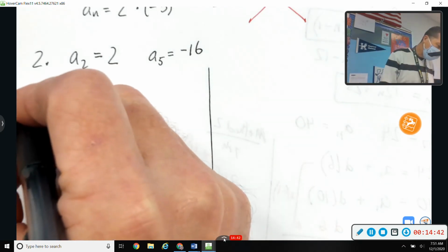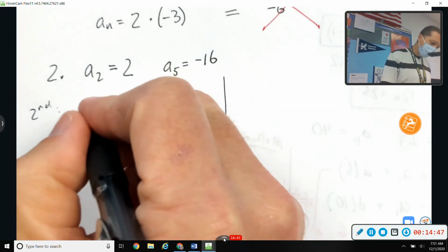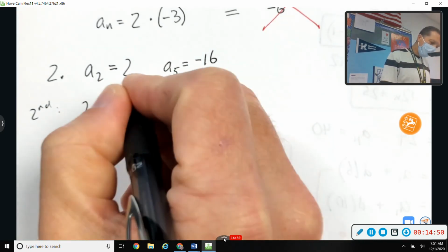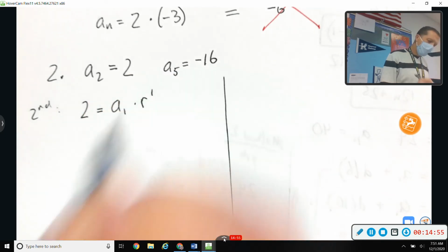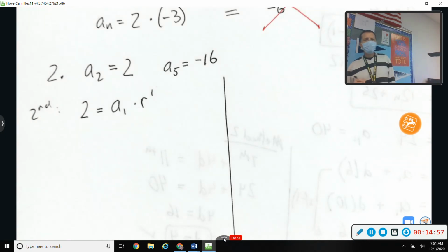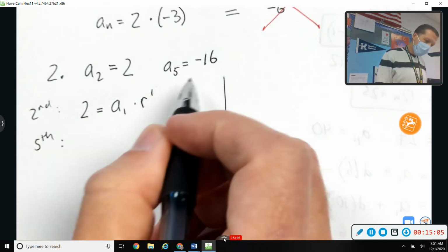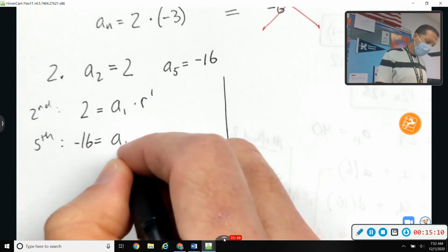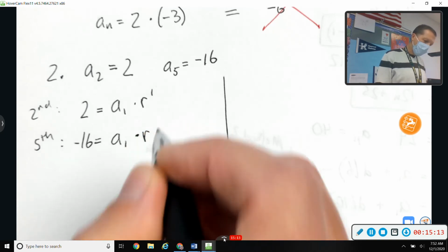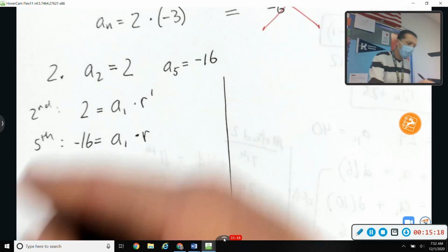First method is use the formula. Plug things in. So our second term is 2. That equals A1 times R to the first. Our fifth term is negative 16. That equals A1 times R. See, if we're at the fifth term, we started at A1. It takes 4 steps to get there, so R to the fourth.